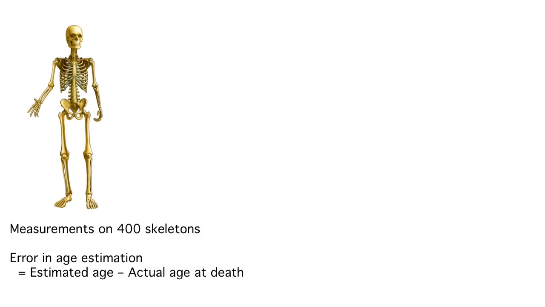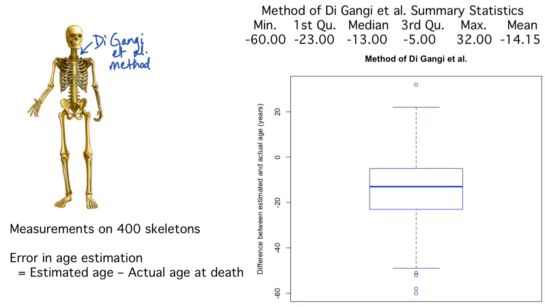We're going to go back now to our anthropology data and measurements on 400 skeletons, in particular estimates of age at death and how those estimates differ from actual age at death. We've looked at the estimates given by the Dagrange method, in which age estimates were made by examining the first rib. Previously, we learned that the Dagrange method tends to underestimate the age of death, with the errors in age estimation negative for more than 75% of the observations.